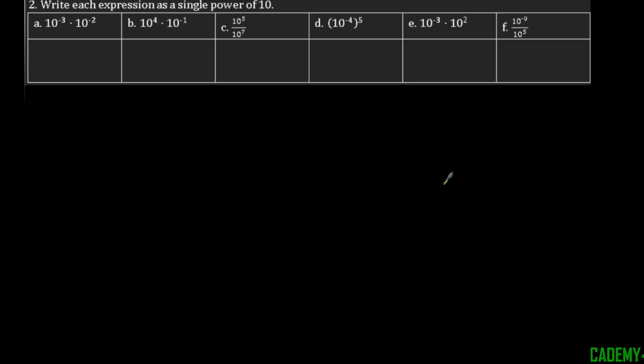Same kind of setup though, it says write each expression as a single power of 10. So I'm going to say for this one, I add those exponents together. So since I add those exponents together, I have negative 3 plus negative 2 is going to be 10 to the negative 5 power. Then for the next one, I have 4 plus a negative 1 is going to be 10 to the third power. However, since I'm dividing, I have to subtract. So I'm going to say this one is going to be 10 to the 5 minus 7 power, which is equal to 10 to the negative 2 power.